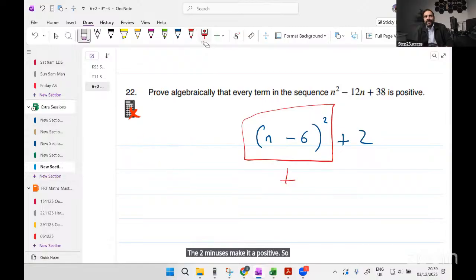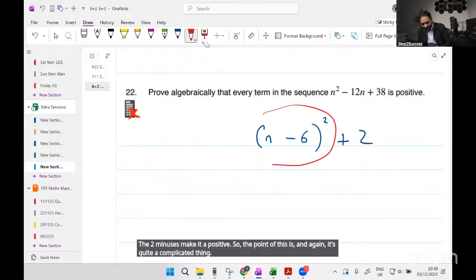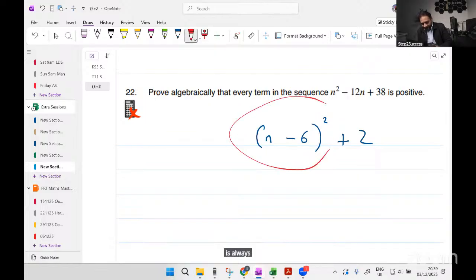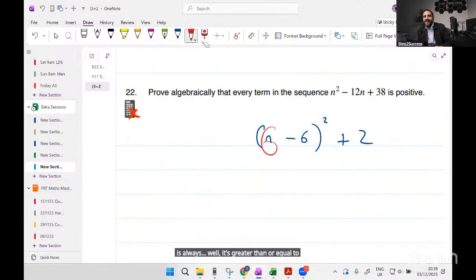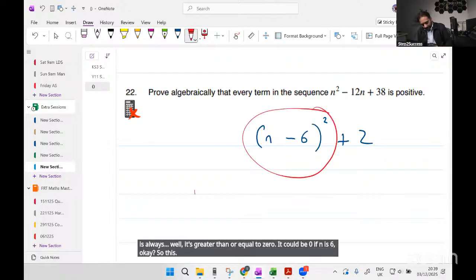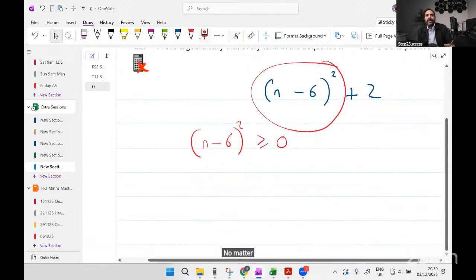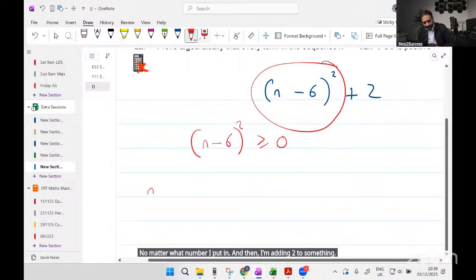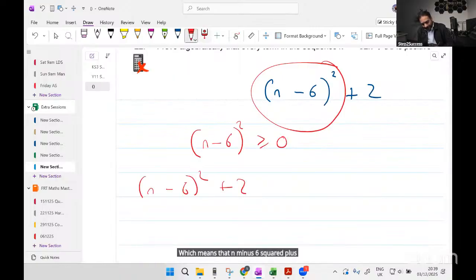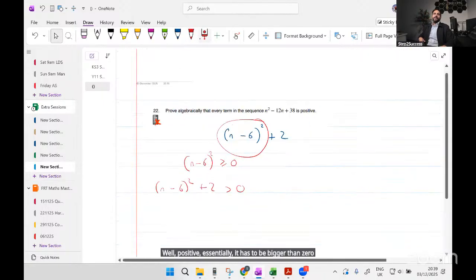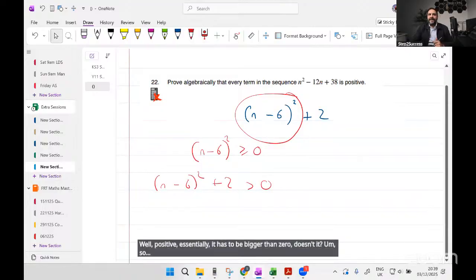So the point of this is, and again, it's quite a complicated thing, that this thing is always greater than or equal to 0. It could be 0 if n is 6. Okay, so n minus 6 squared must be greater than or equal to 0. It has to be. It cannot be less than 0, no matter what number I put in. And then I'm adding 2 to something, which means that n minus 6 squared plus 2 has to be positive, essentially. It has to be bigger than 0, doesn't it? So it's definitely going to be positive. That's the point of that weird question.